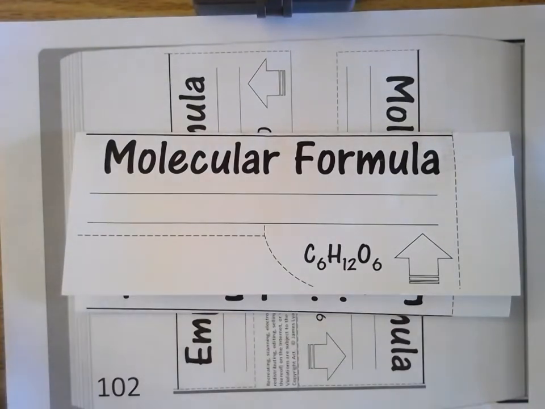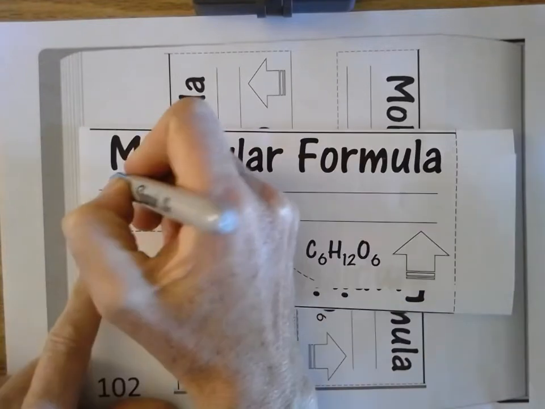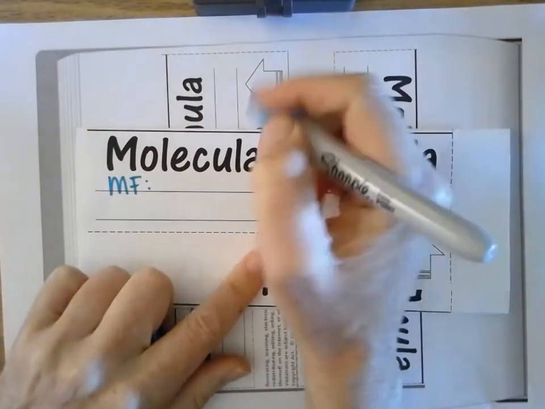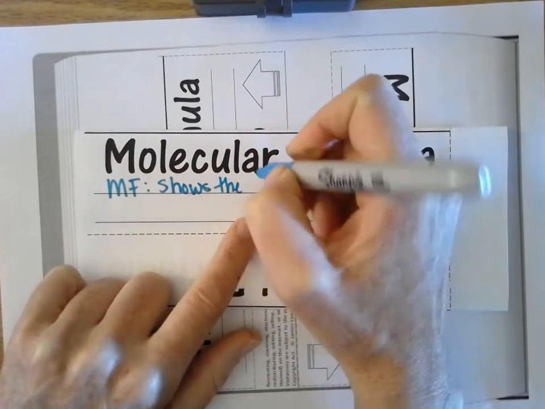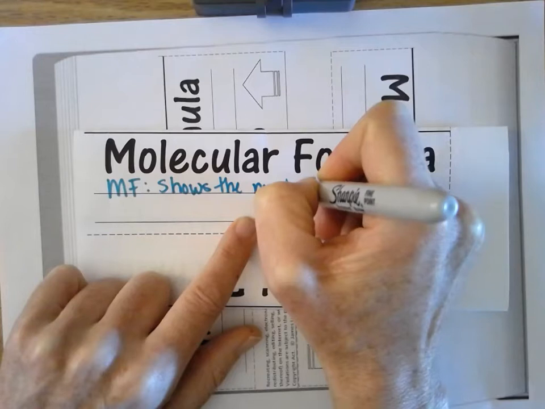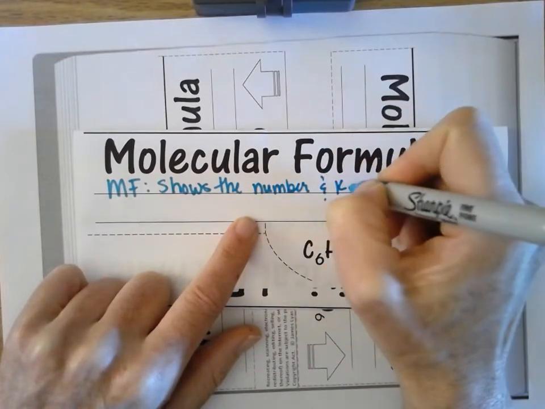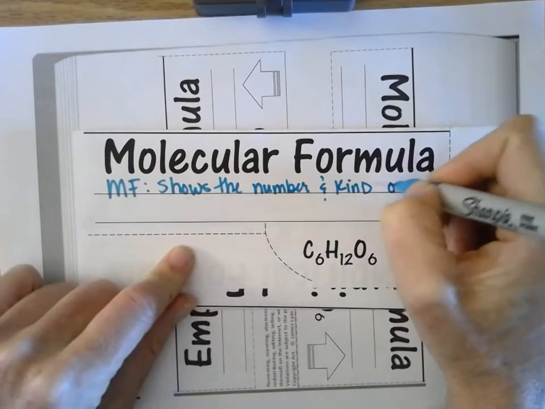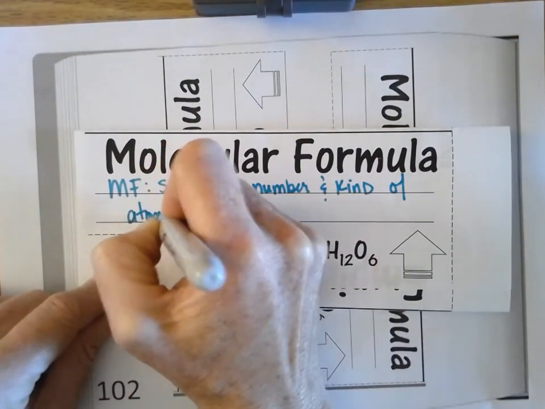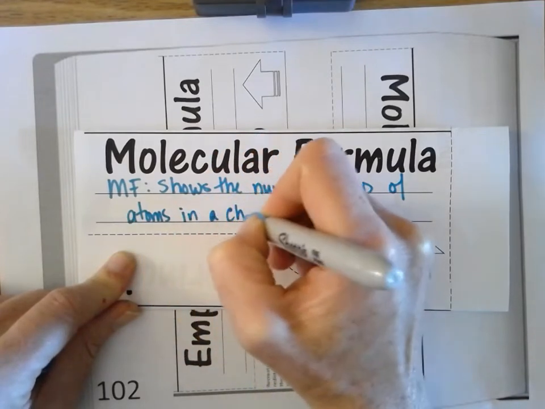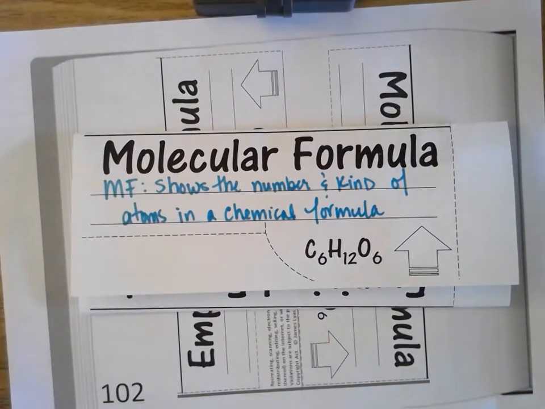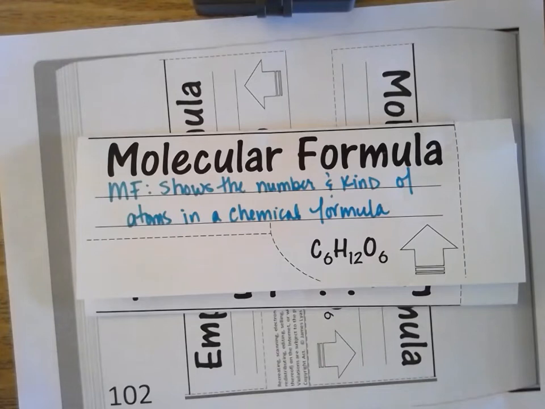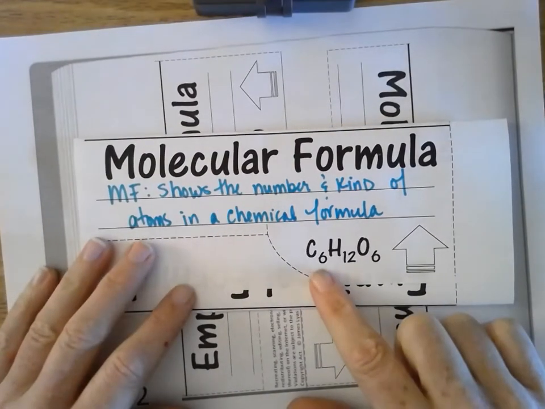The molecular formula abbreviation is MF, and the molecular formula definition is that it shows the number and kind of atoms in a chemical formula. This is what you've been working with. You've only ever had molecular formulas. Right, here is the molecular formula, C6H12O6. It's showing the numbers and the kinds of atoms in the formula.